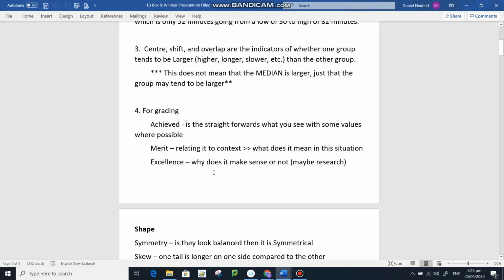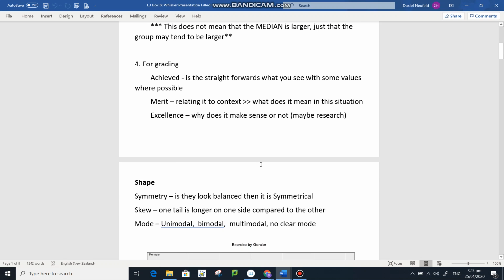And excellence, as always, is the why. Why does it either make sense or not make sense? Does it agree with their hypothesis or not? And again, this is the time when you might want to put in a line of research to back you up. Not a lot of research. You don't want to have a whole page tied to one point with research. But it is good if you can get one line of research to back up a why kind of comment, especially since it's pretty rare that we're actually experts in this.